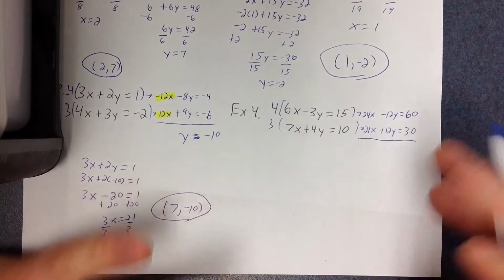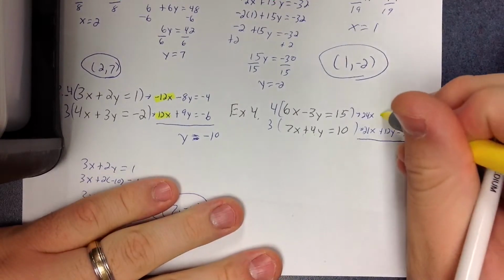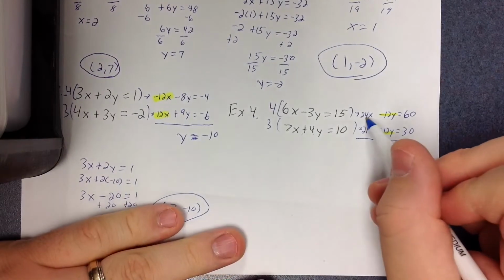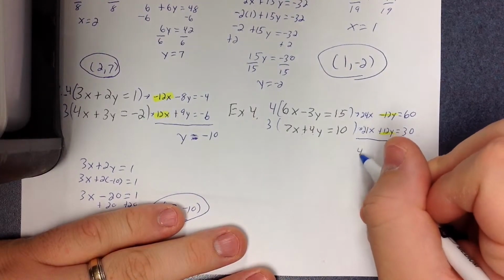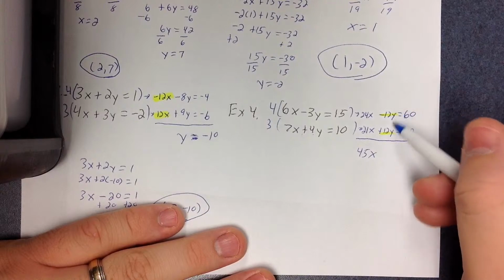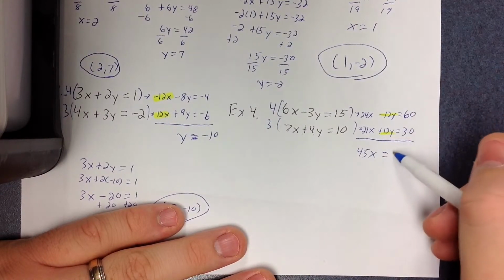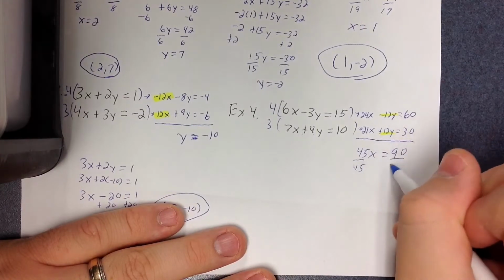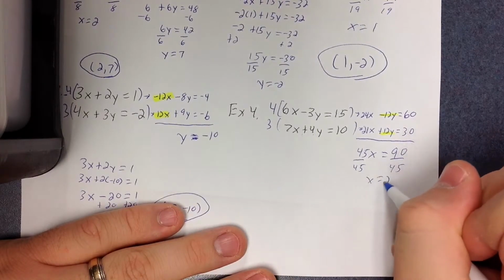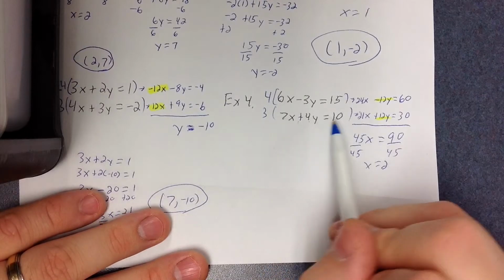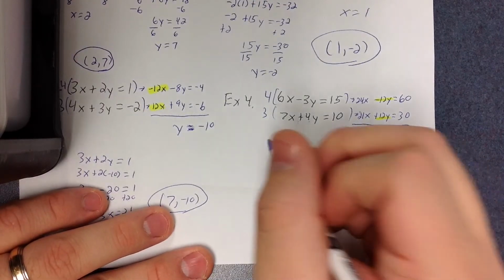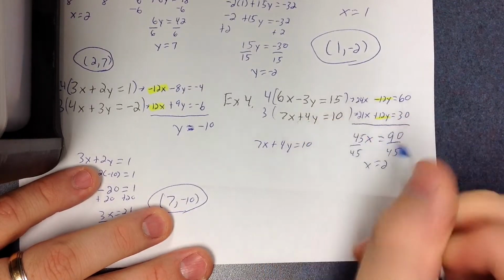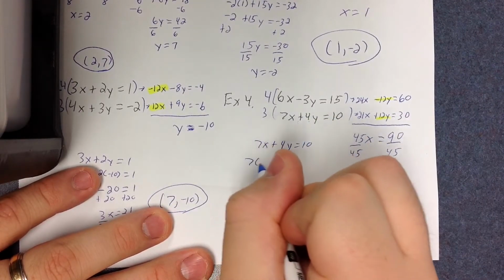So now I can add the two equations together because I got a negative 12y and a positive 12y. 24 and 21 gives me 45x. Negative 12 and 12 go away. 60 plus 30 is 90. Divide both sides by 45, I get x equals 2. I'm going to pick the original bottom equation because they're all positive. So 7x plus 4y equals 10 and x equals 2.